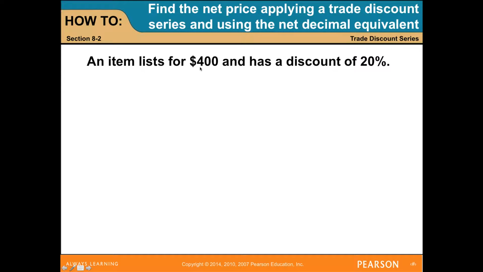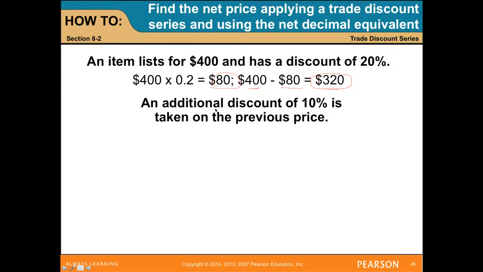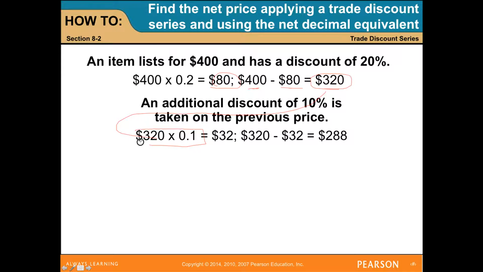So suppose an item lists for $400 and has a discount of 20%. We take the 20%, we figure that the 20% of 400 equals $80. So then we do $400 minus $80, which equals 320. If we take an additional discount of 10%, an additional discount of 10% is taken on the previous price. So here we do it again. We bring down the 320 times 0.1 for 10%, which gives us $32. 320 minus $32 gives us 288.